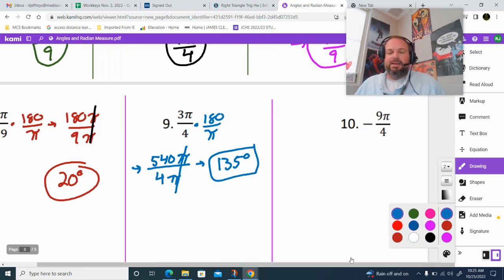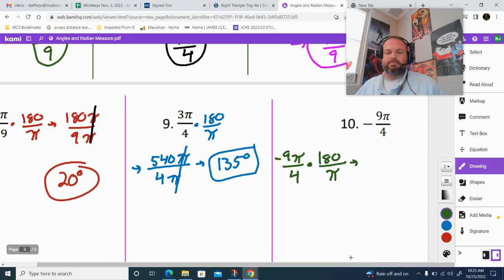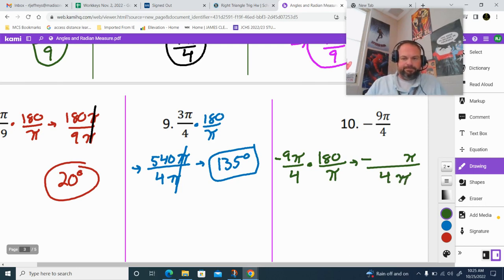Now, because I did not give myself enough room to write this, I'm going to have to rewrite it. So I got negative 9 pi over 4 times 180 over pi. Negative something pi over 4 pi. 9 times 180. Woohoo!